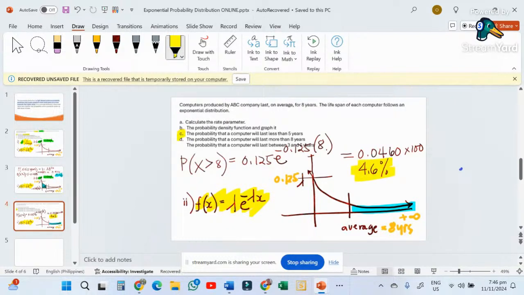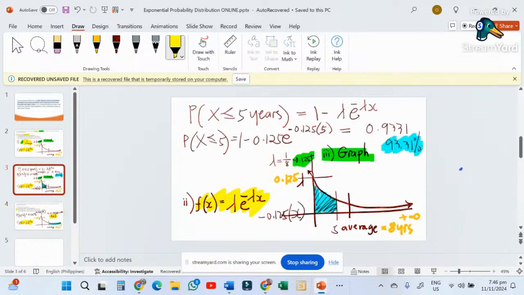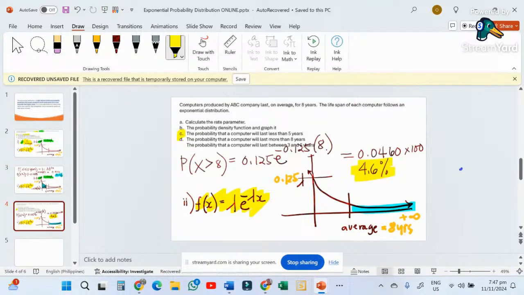So that would be the probability density of the computer: 4.6% probability that it can last more than 8 years. And for more than 5 years, it's 93.31%. So it's a good quality computer because the lifespan will be 93.31% after 5 years. But there's no guarantee that it will still be okay after 8 years, because the percentage is 4.6%.